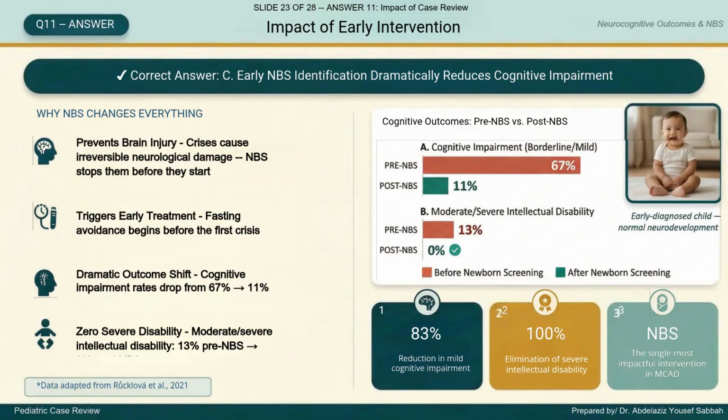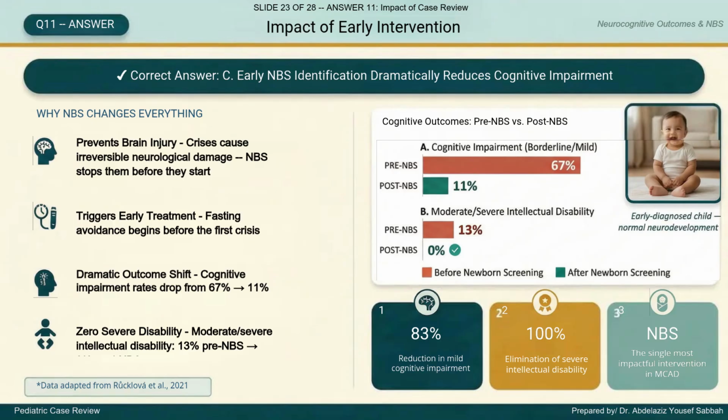The correct answer is option C. Early newborn screening identification dramatically reduces cognitive impairment. Newborn screening changes everything for medium-chain acyl coenzyme dehydrogenase deficiency. It prevents brain injury because metabolic crises cause irreversible neurological damage, and screening stops them before they ever start. It triggers early treatment so that fasting avoidance begins before the first crisis occurs.